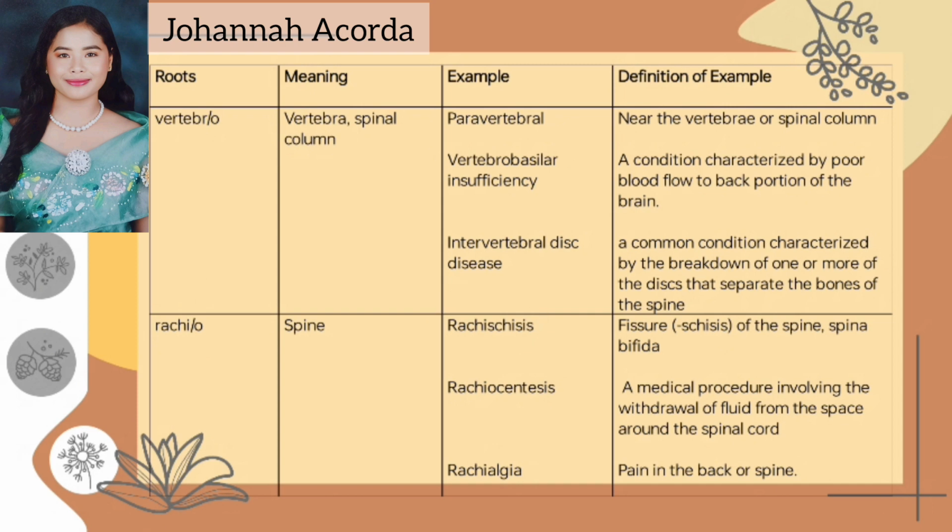The suffix "schisis" means fissure. So when we combine the root word and the suffix word, the meaning of rachis is fissure of the spine. So ano nga ba ang rachis? Rachis is the embryological failure of the neural tube to fuse or close completely, thereby resulting in the vertebrae overlying the open portion of the spinal cord not to fuse and remain open, leaving the spinal cord exposed.